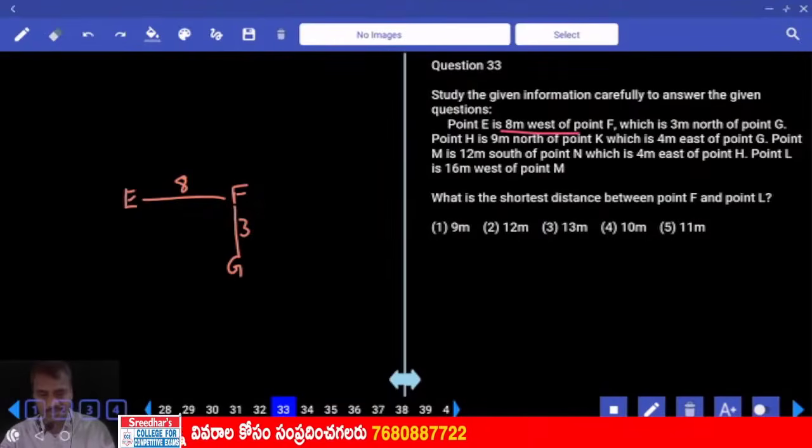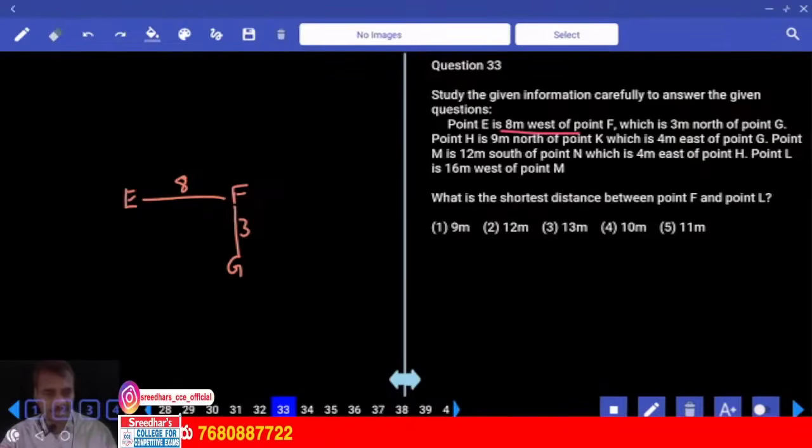E is 8 meters to the west of F. F is 3 meters north of G. And H is 9 meters to the north of K. K is 4 meters to the east of G.